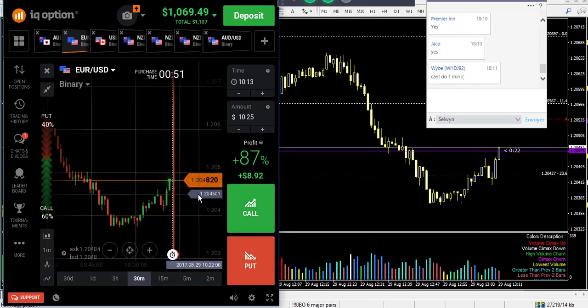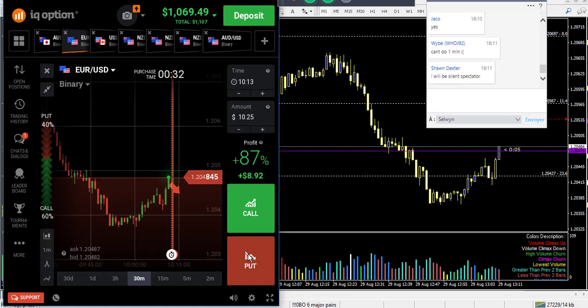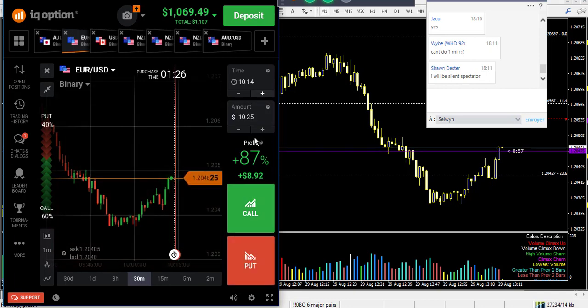Expiry 13, if it touch before the end of the candle. We might not do only 1 minute, but this one is very near, so that's why I ask you to take it, so it's done. So now expiration 14, if it touch right now.